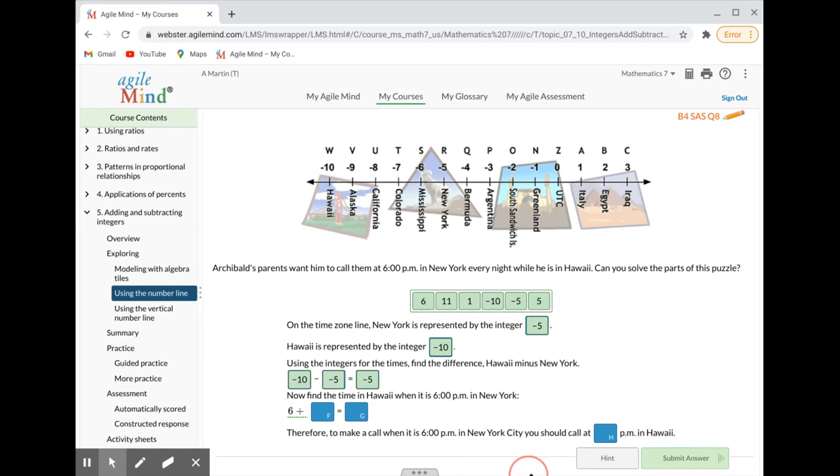Okay. And now it says, now find the time in Hawaii when it is 6 p.m. in New York. So if it's 6 p.m. here, and we're going back, let's put a 6 there. We're going back 1, 2, 3, 4, 5 hours.